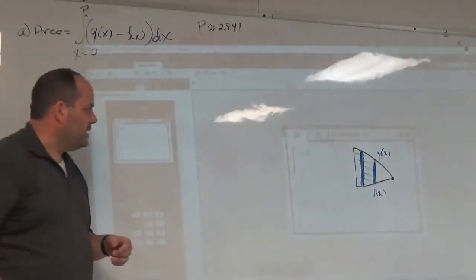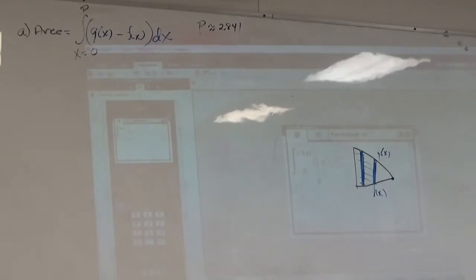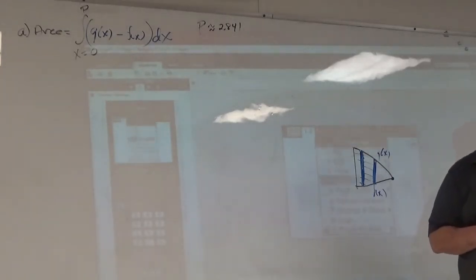So Paul just typed 2.841. Now make sure you get the functions right here. Top minus bottom. G minus F. You probably typed F in as F1 and G in as F2. Get those right. Would it be F1 of X, right? F1 of X, F2 of X.